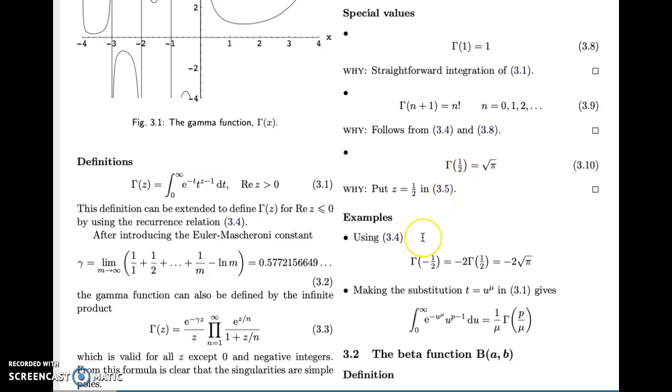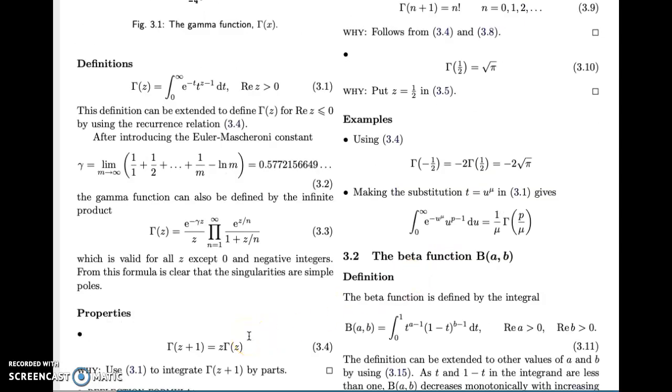So as we mentioned, this integral formula only works if the real part of z is greater than 0. But what happens if it's negative? Well, it's very straightforward. All you do is apply 3.4 in reverse. So you put a half in here, and you put minus a half in here. That will give you minus a half times gamma of minus a half equals gamma of plus a half. Okay, so rearranging that gives you this, and gamma of a half is root pi, so we end up with this. So any half integer arguments of gamma end up being multiples of root pi.